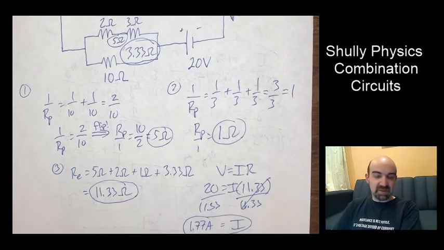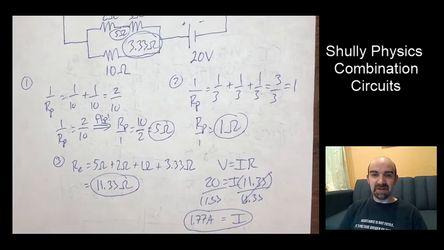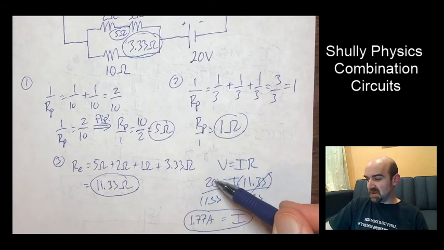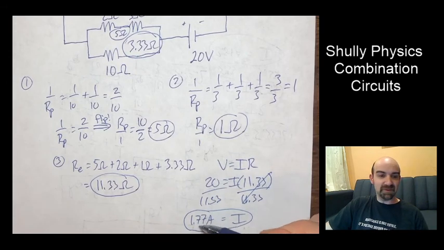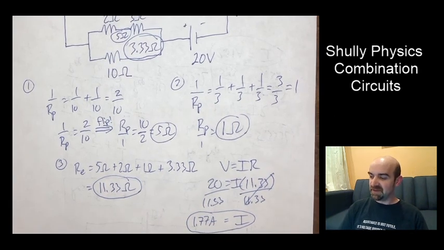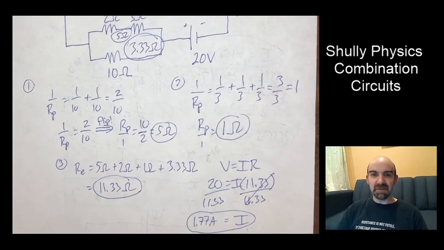I like to ask myself, does this result make sense? In case I plug it in my calculator incorrectly. So this is like a 20 divided by 10 is 2. 20 divided by 11 would be a little less than 2. So there we go. That's a good answer right there. Okay. So these are combination circuits, and your next step is to try out your own. Good luck.